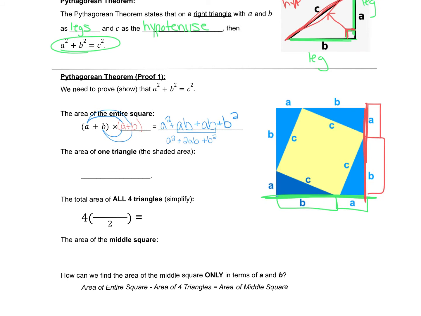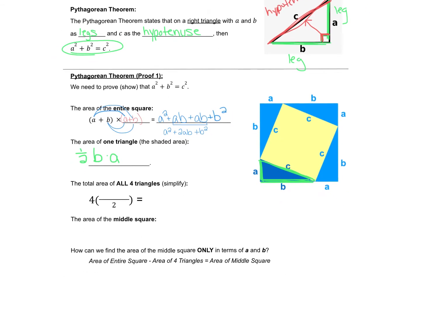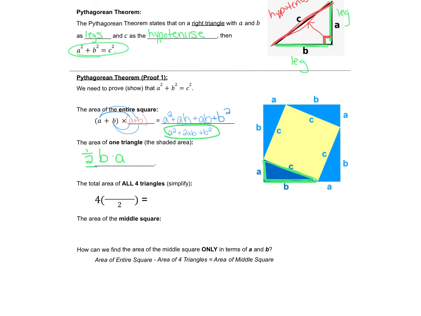Okay, and the area of one of the triangles, so I'm looking at one triangle, so if I use this dark blue one down here, let's use a different color. Now we know to find the area of a right triangle, we do 1/2 base, well in this case my base is b, times the height, and in this case my height is a. So 1/2 b times a. So using those two different parts, okay, we're going to continue.